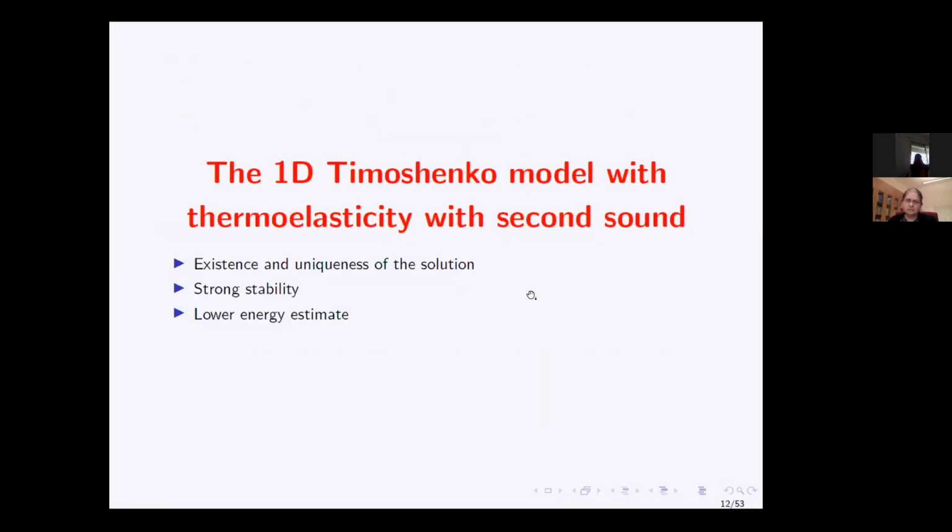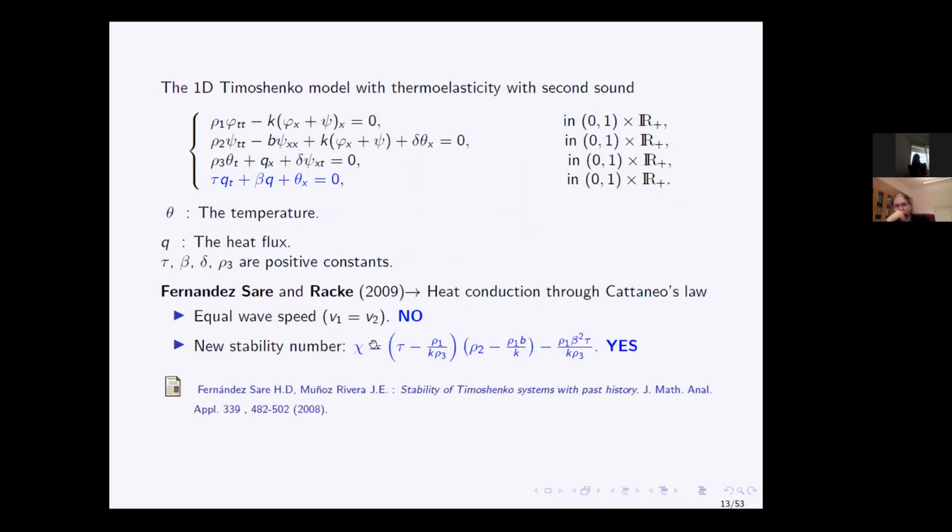So we will consider a one-dimensional Timoshenko model with thermoelasticity with a second sound. We will investigate the existence and uniqueness of the solution, study the strong stability of the energy, and also try to obtain the expression of the lower estimate of the energy. So before that, let me cite some already obtained results.